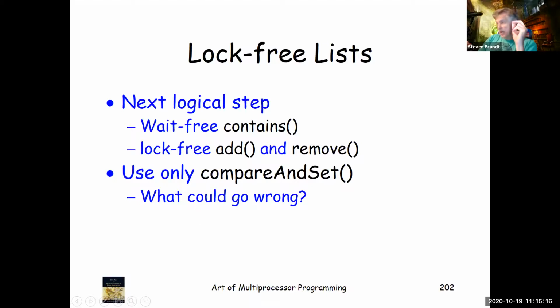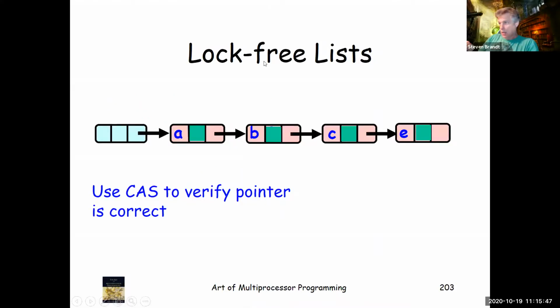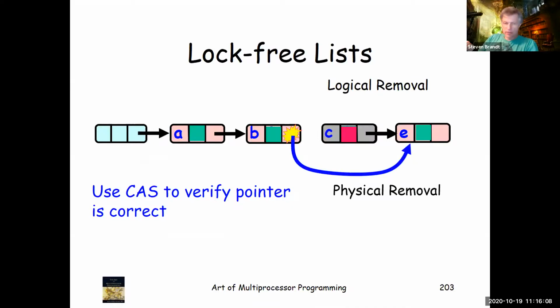Oh, and before I go to lock-free lists, are there any questions about the logical deletion algorithm? The lock-free lists are going to use a compare and set to verify the pointer is correct. And we're also going to use logical removal in this, just like we did in the previous one. And then we're going to do physical removal. And using compare and set to verify the pointer is not enough.